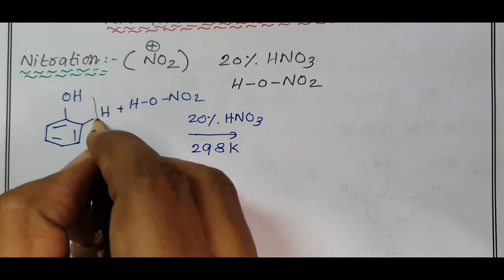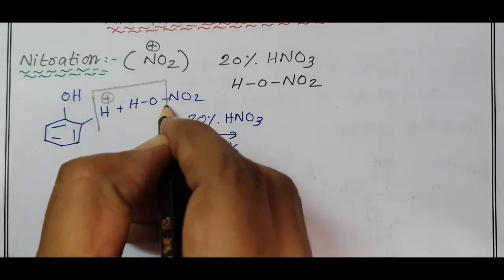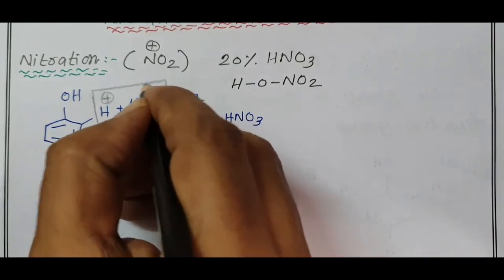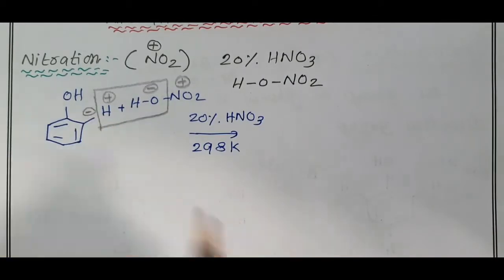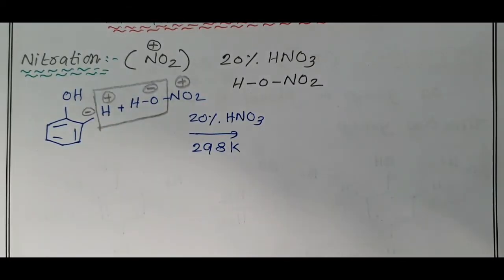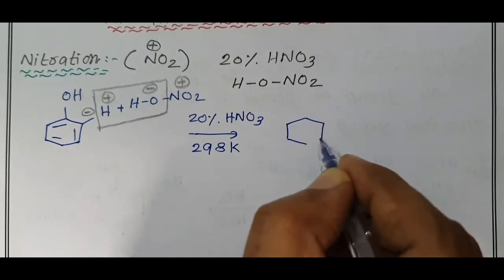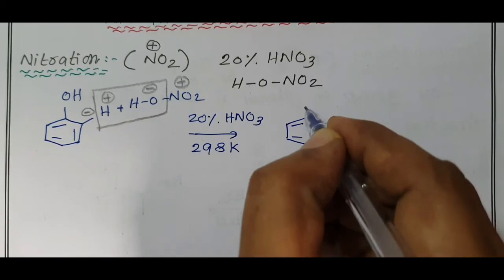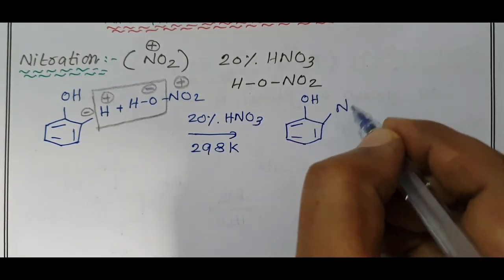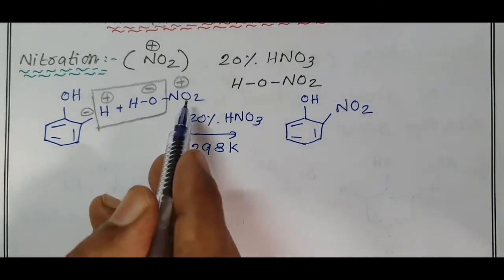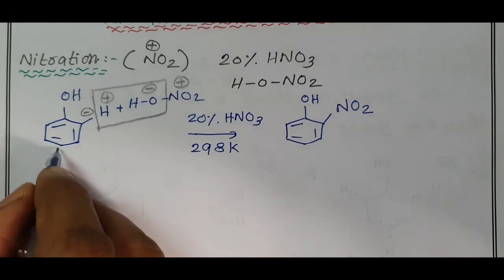The H+ ion of the benzene ring and the OH- ion of nitric acid are removed as H2O. This NO2+ is now added to the ortho carbon atom, which gives the first product, C6H4. Here you have one OH, ortho, one NO2 electrophile. The H+ ion is substituted by the NO2+ ion with the loss of one molecule of water.